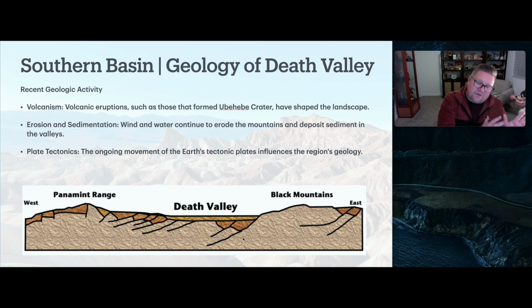This air and moisture has to be able to, through orographic lifting, be pushed up, and then it drops down and pushed up, and every time it does that, it loses more and more moisture. So by the time it gets there, it's very, very dry. Volcanoes, yes. Volcanic eruptions such as those that formed Ubehebe, which was that steam explosion, have also shaped the landscape. Wind and water continue to erode the mountains and deposit sediment in the valleys, and the ongoing movement of Earth's tectonic plates will continue to influence the region's overall geology.